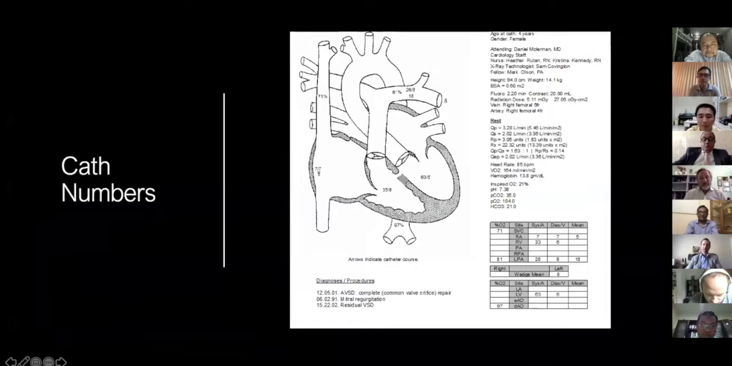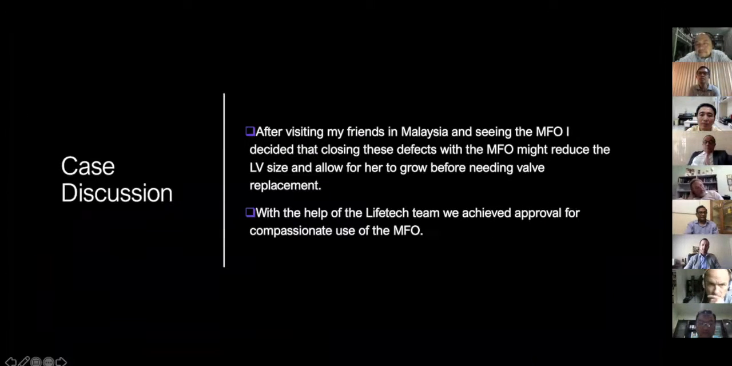So I took her to the cath lab, and this was my initial assessment: her QP:QS was around 1.7 to 1, and this is under anesthesia. As we all know, that's usually an underestimate. Her PA pressures were actually quite good, and I thought, well, this child's still quite small. She's only 15 kilos. I wonder whether closing her VSDs would improve her symptoms, and then maybe we could delay her valve repair.